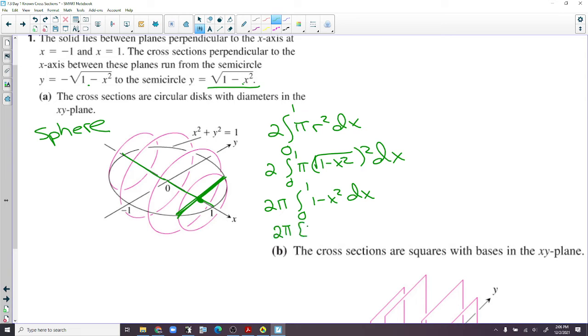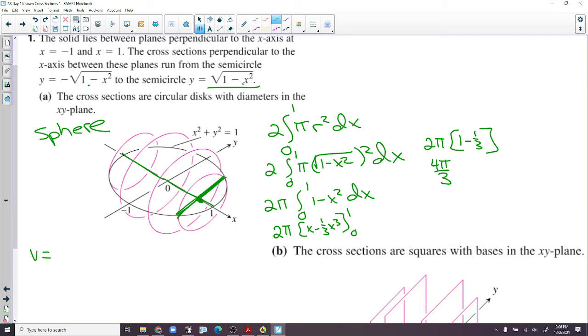2 pi x minus 1/3 x to the third from 0 to 1. And 2 pi times 1 minus 1/3. So it'll be 1 minus 1/3 when we plug 1 in. When we plug 0 in, we get zeros. So that's 2/3. So 4 pi over 3 is the volume of that sphere.